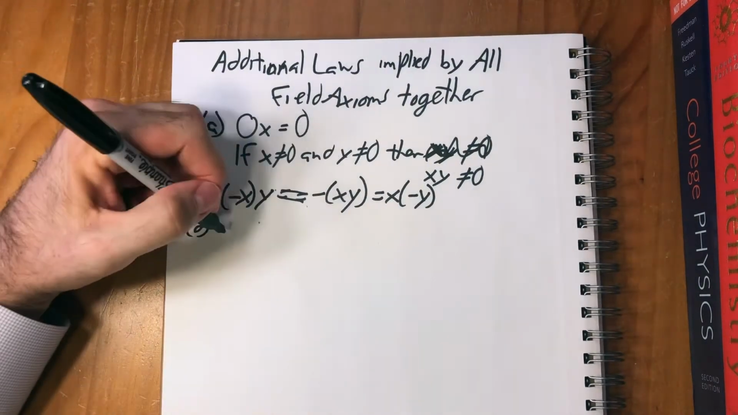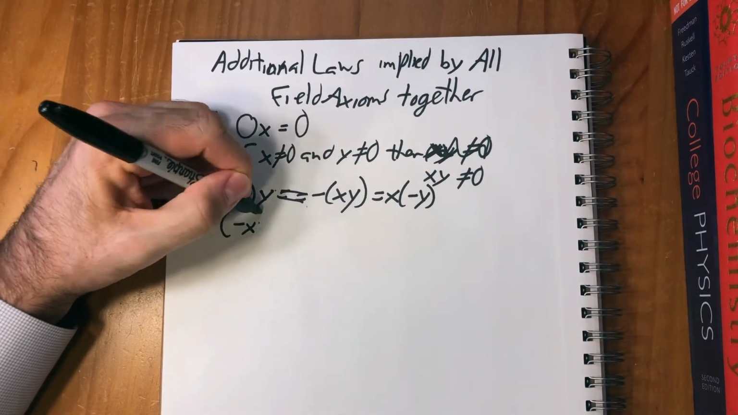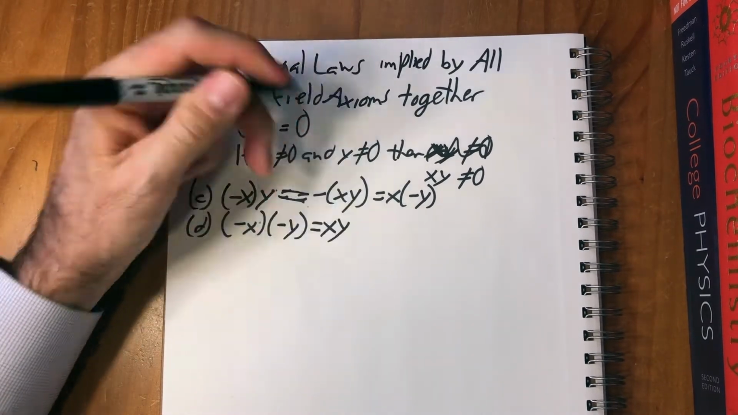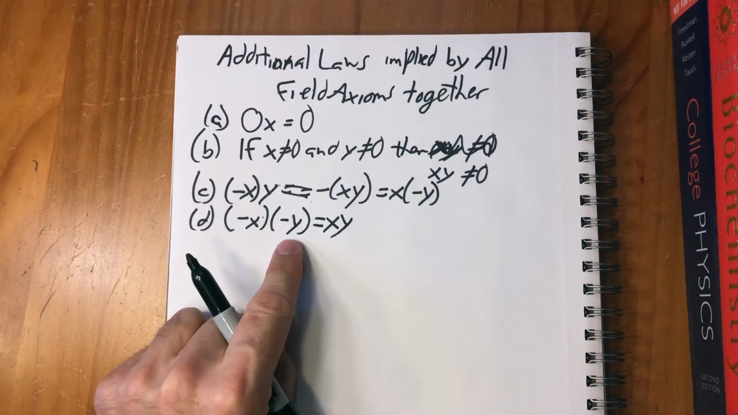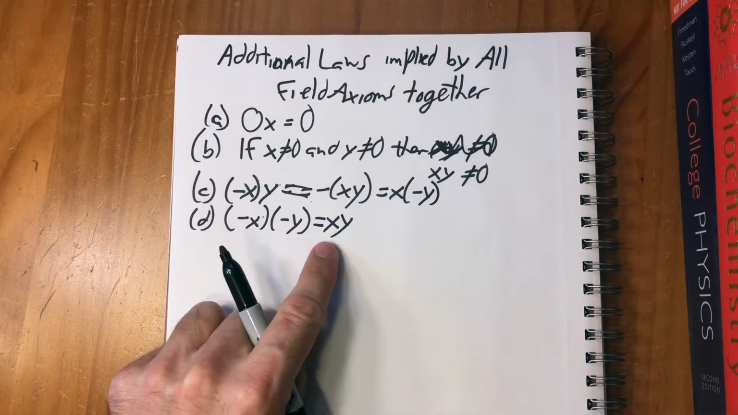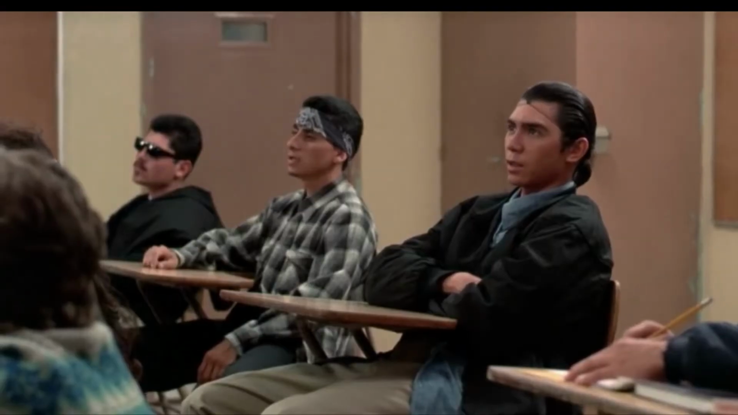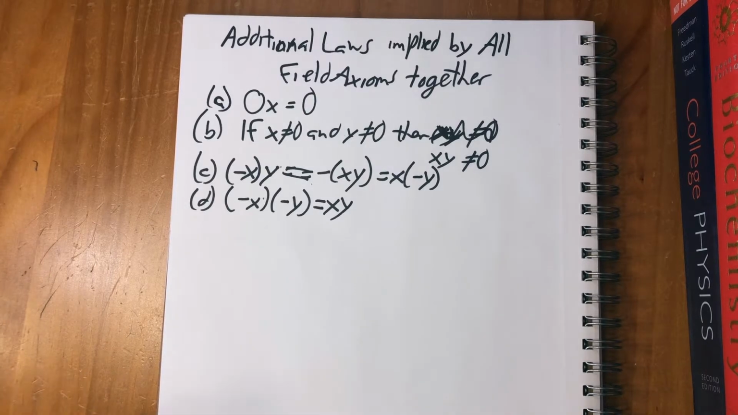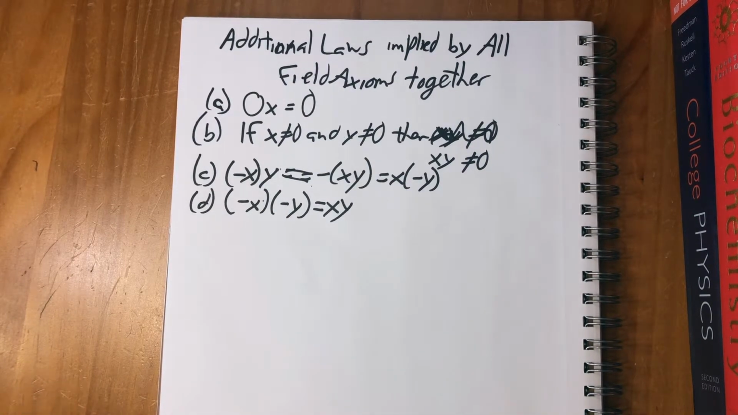And finally, the additive inverse of x times the additive inverse of y equals xy. A negative times a negative equals a positive. So again, with the field axioms, even what is a positive number versus what is a negative number is actually inevitable. It's implied by those axioms, even though the axioms don't say anything about it.